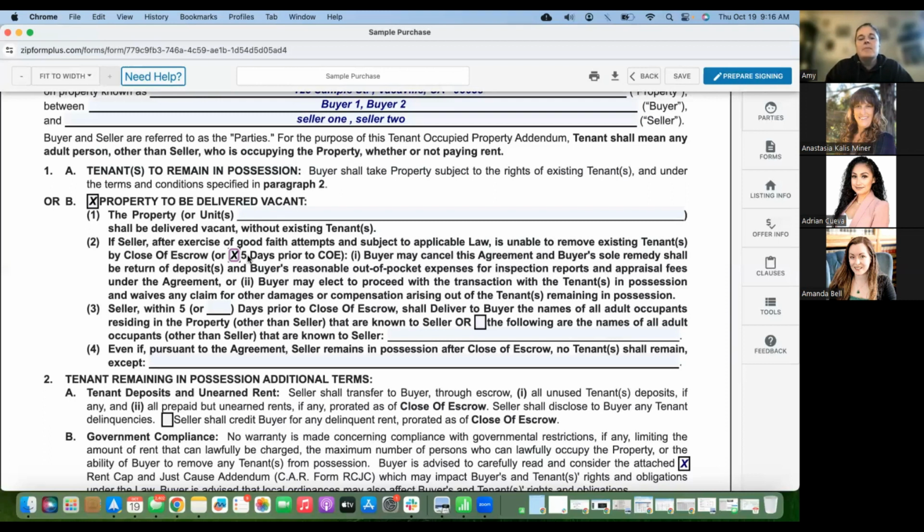Even if, pursuant to the agreement, seller remains in possession after the close of escrow, no tenant shall remain except, right? So if we have in place that there's going to be like a SIP in place or a RLAS in place, the residential lease after sale, or the seller in possession after the close of escrow, it's saying, hey, the seller can remain, but tenants should not remain except, and we would put their names there. Okay. Any questions on section 1?